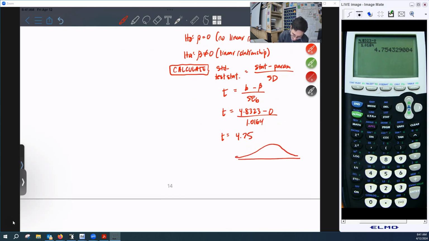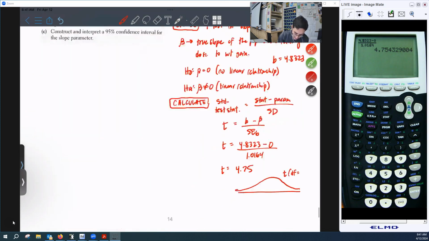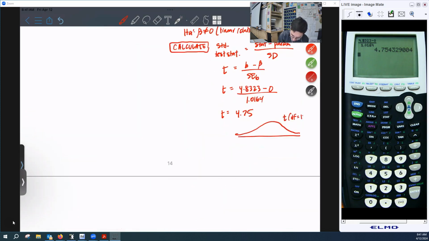All right, let's draw a picture. Okay. So a t-distribution is mound-shaped and symmetric, like a normal distribution. This is going to have degrees of freedom n minus 2. Okay, there were 15 chickens in the study, so 15 minus 2 is 13.